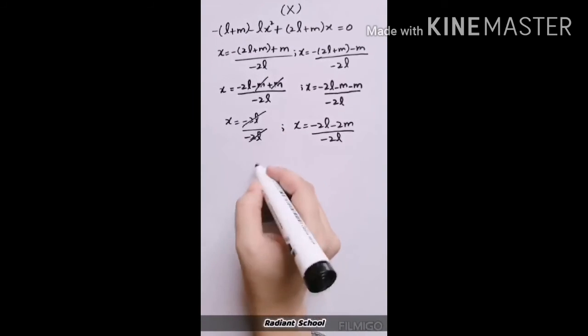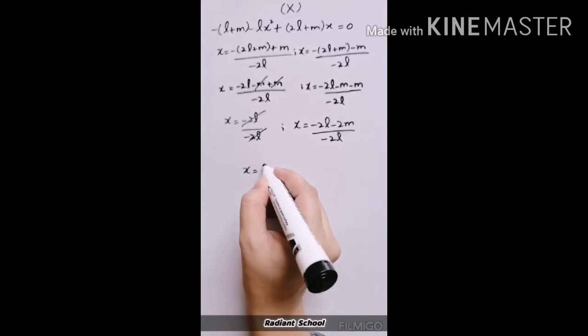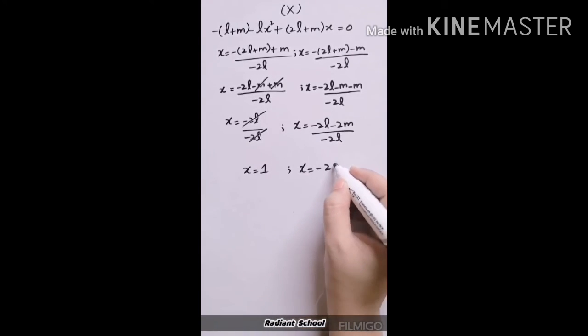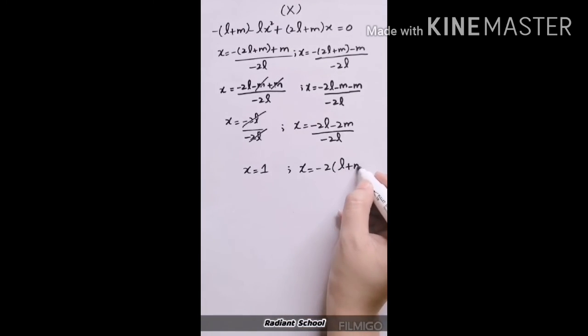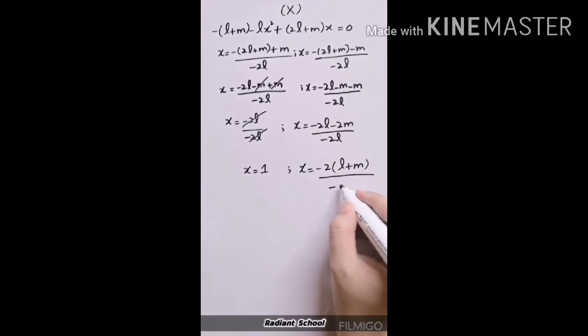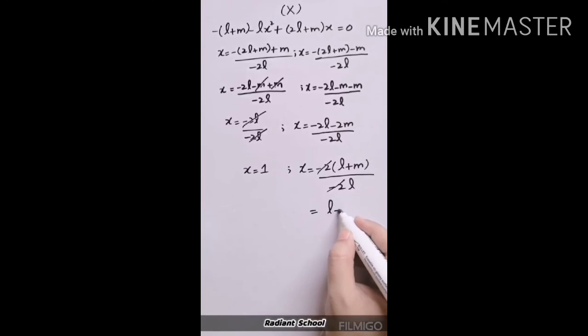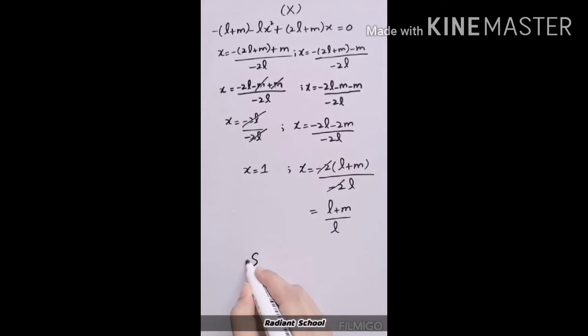Minus 2l will be cancelled. x is equal to 1. x is equal to minus 2, you can take common l plus m over minus 2l. Minus 2 will be cancelled. You are having l plus m over l. So your solution set is equal to 1 and l plus m over l.